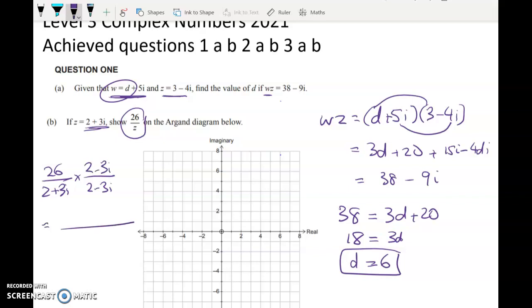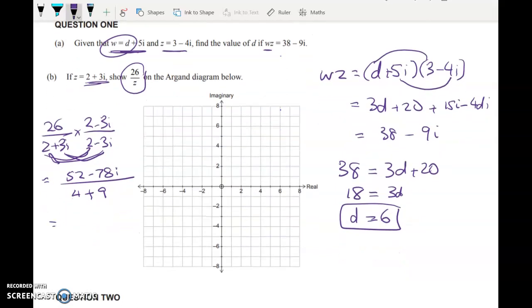That gives me, in the denominator, 4. These bits go. That's the whole point of multiplying by the conjugate, plus 9. And in the numerator, we get 52 minus 78i. So 52 over 13 is 4 and 78 over 13 is 6.